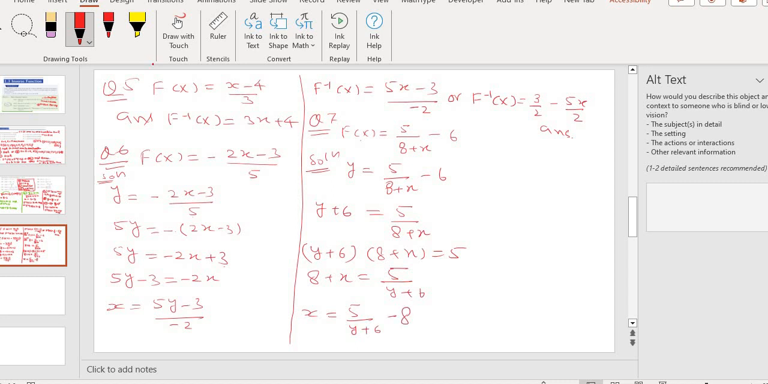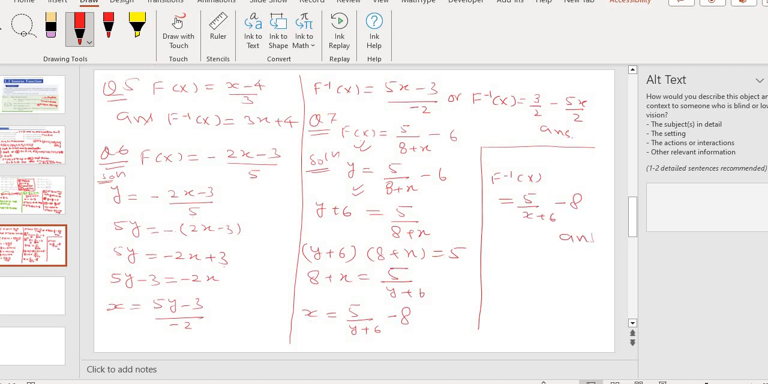That means first step is replace f(x) as y, and then simplify it, and after that you need to solve for x. So this is the value of x. The next and the last step is replace x as f inverse of x and y as x.